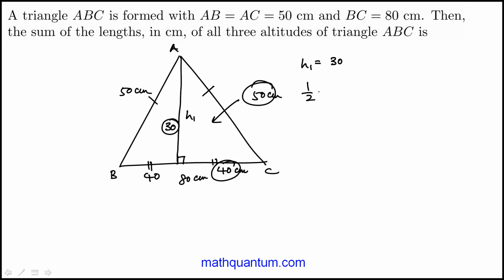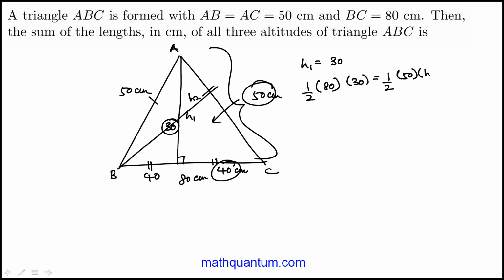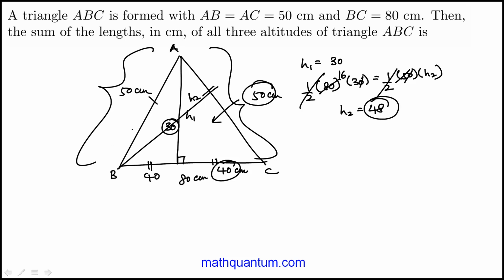Now, we know that the area would be half base times height. And we can write that from the other direction too. So if we consider that as the base, and if this is h2, that would be half 50 times h2. So we can find the other altitude using that. That 0 goes out, that becomes 16. Second altitude is 48. And since that base is 50 as well, that third altitude is also 48. So we have our three altitudes.